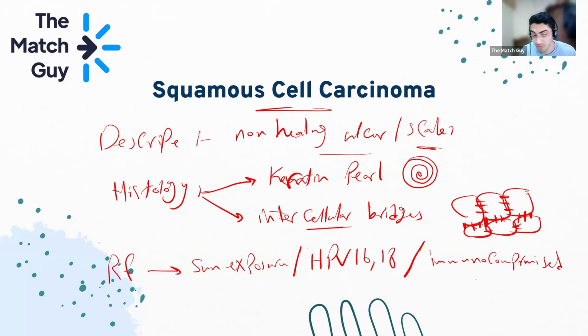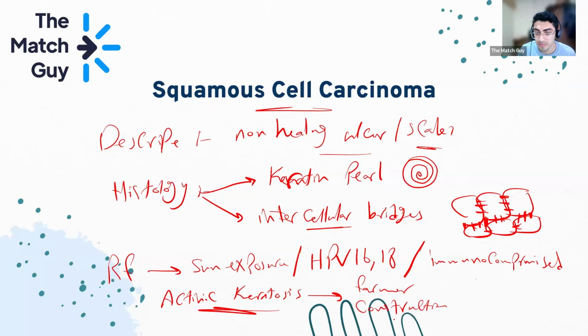What else is a risk factor for squamous cell carcinoma? Amazing. So actinic keratosis. Actinic keratosis, guys, is a pre-malignant lesion for squamous cell carcinoma. So how would it present? He will tell you that we have a farmer or a construction worker presenting with rough skin or sandpaper skin.